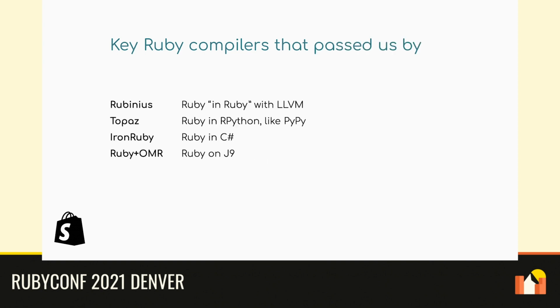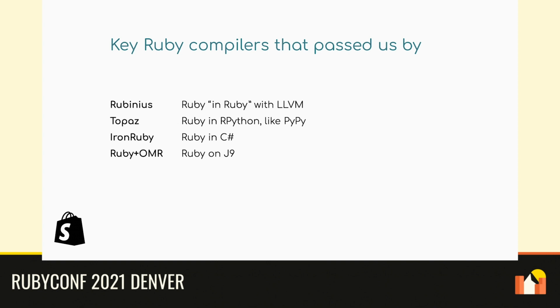Unfortunately, we've lost some Ruby compilers over the years. Some projects have been tried and have sort of died away. A key one is Rubinius. This was Ruby in Ruby, although really much of the VM and all the compilers were written in C++ rather than Ruby. And this used LLVM, which is a framework for developing compilers, in order to emit machine code.